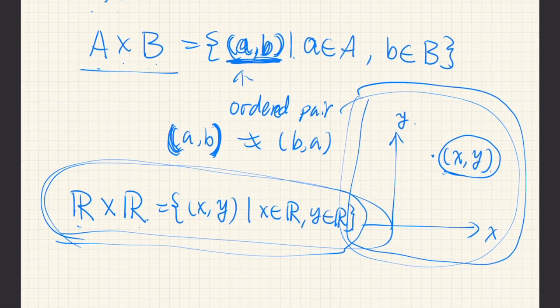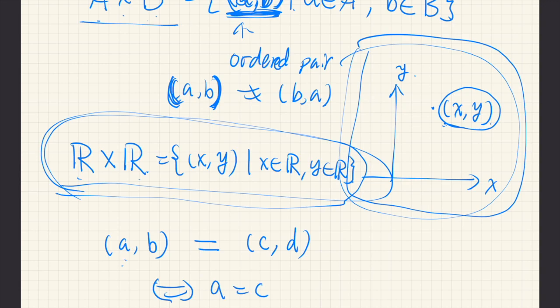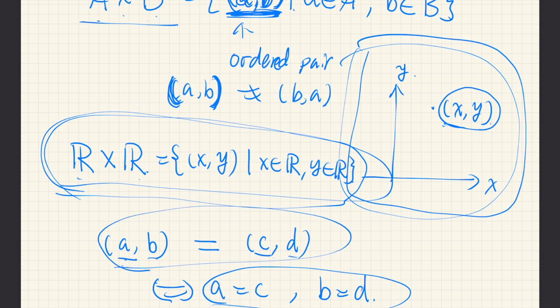And when we compare two pairs, so let's say we have a pair AB and another pair CD, they are equal if and only if A is equal to C and B is equal to D. So if the first elements are the same and the second elements are the same, right? So if this happens, then this, and vice versa.